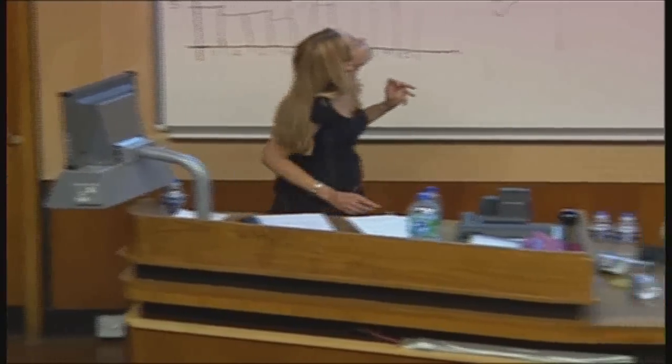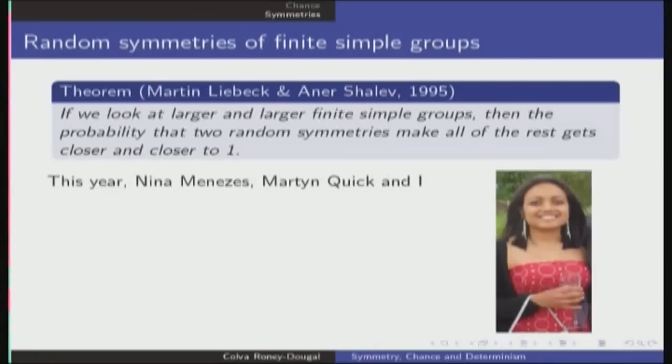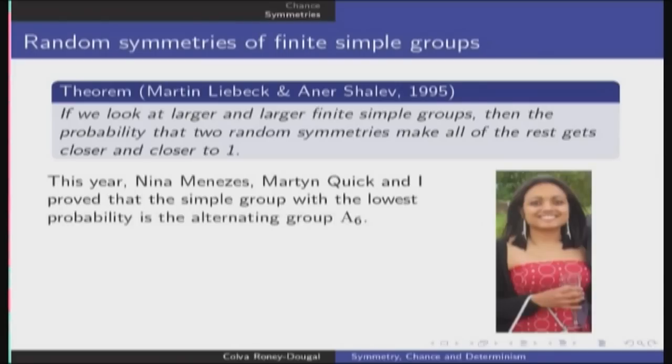Unfortunately for me, I do computational group theory, and what that's not is having actual numbers. So here's my PhD student, Nina Menezes. This year, we needed to turn this theorem into numbers. This hasn't got any numbers in it. I want to write algorithms. I need numbers. We were able to prove that the simple group with the lowest probability of generating it, so if I pick just two and then I want to make all of the other symmetries, is the alternating group A6. So that's the next one up from the dodecahedron.